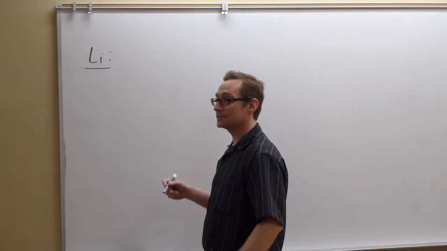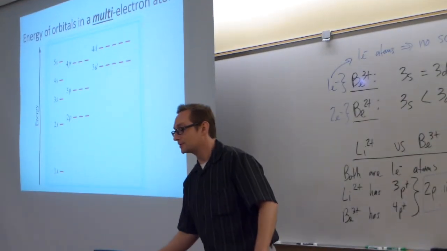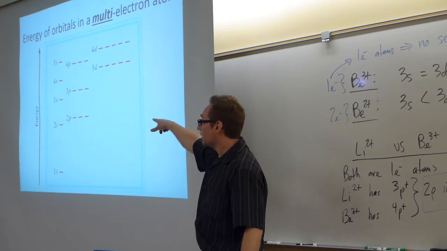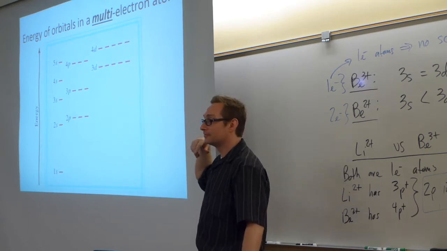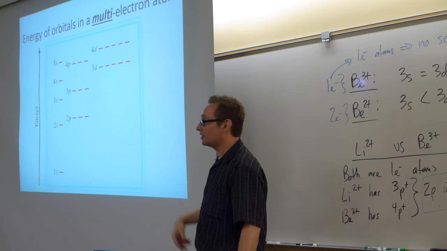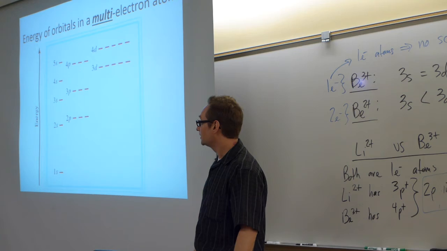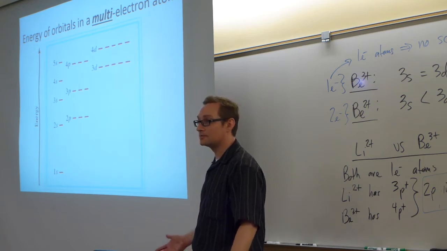For multi-electron atoms, think back to this slide, way back in the beginning. So it's this versus that. All these questions are asking you to go back to this. This is the diagram for neutral lithium, a multi-electron atom, right? So order the orbitals from lowest to highest energy: 2s is lower than 2p, which is lower than 3s, which is lower than 3p, and so forth.